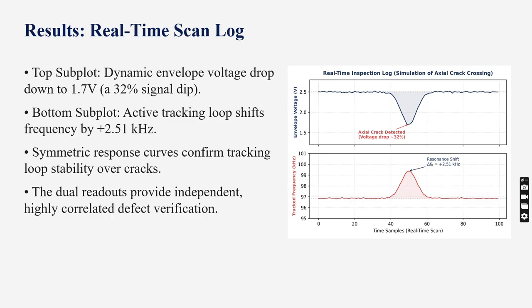The bottom graph shows the tracked frequency. The tracking loop successfully detects the shift, incrementing the frequency from 96.86 kilohertz to 99.37 kilohertz, an upward shift of 2.51 kilohertz. The dual indicator readout provides clear confirmation of a crack detected.